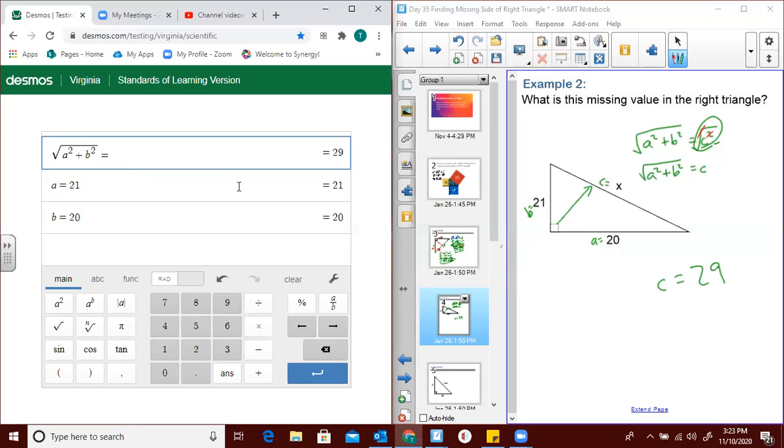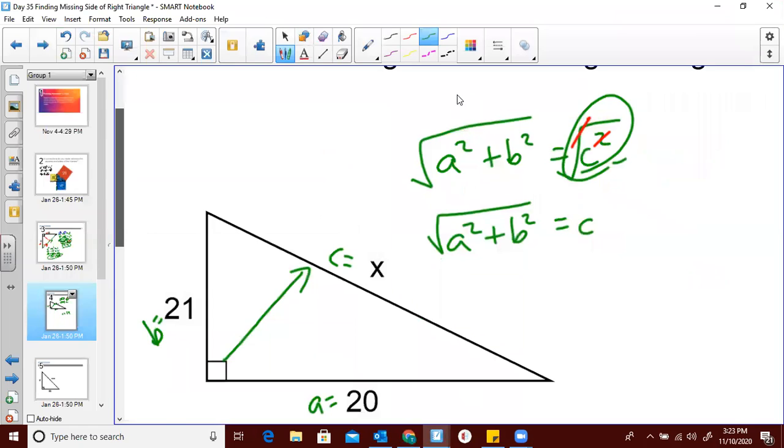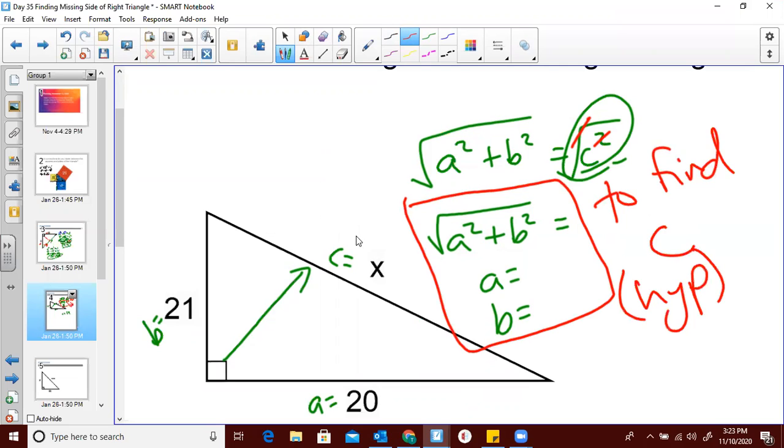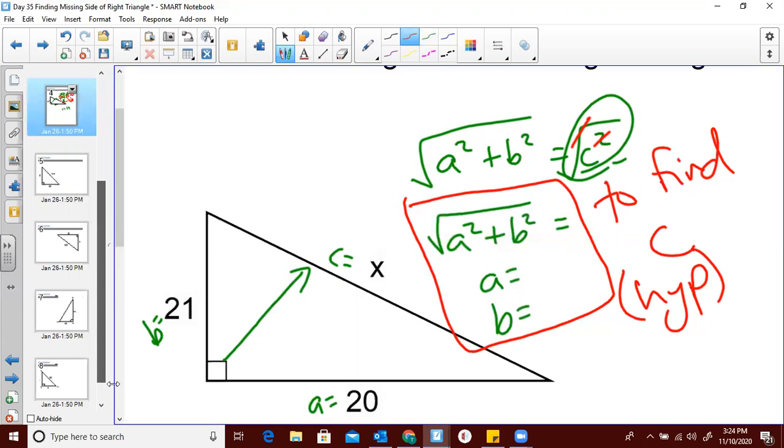So we kind of came up with a little formula. All right, so that seems nice, helpful. You're going to want to remember, we put in A equals, B equals, and that's going to give us C. And this is to find C, or the hypotenuse. This only works when you're finding the hypotenuse. All right, we have a couple more questions, and I'll show you why.